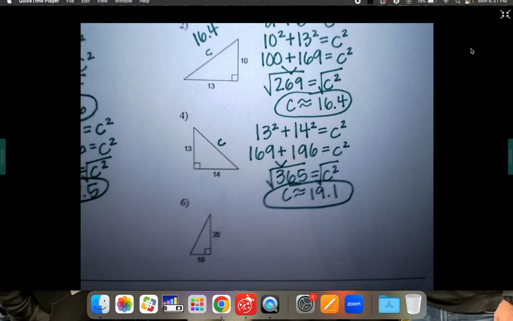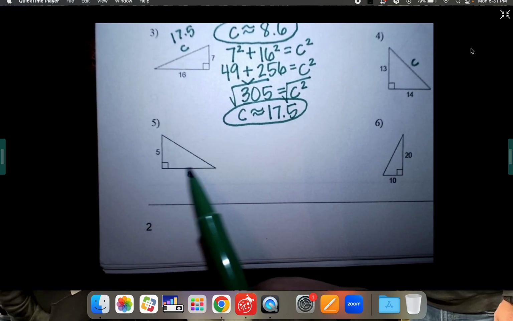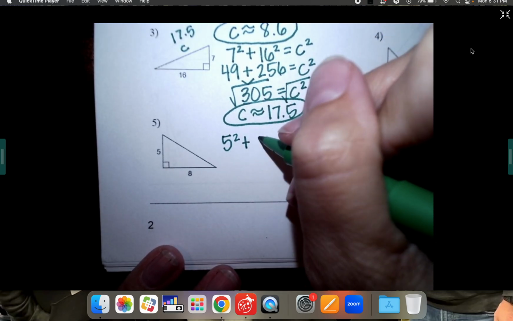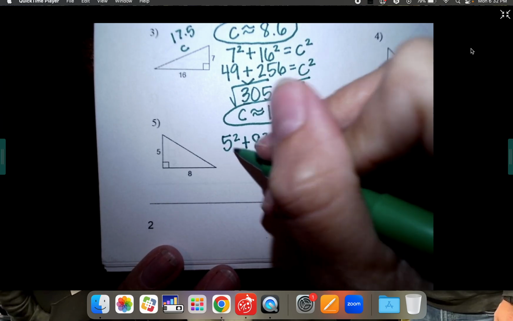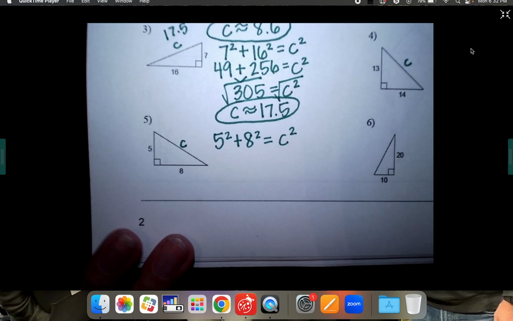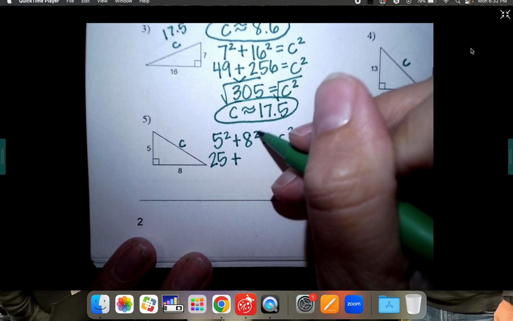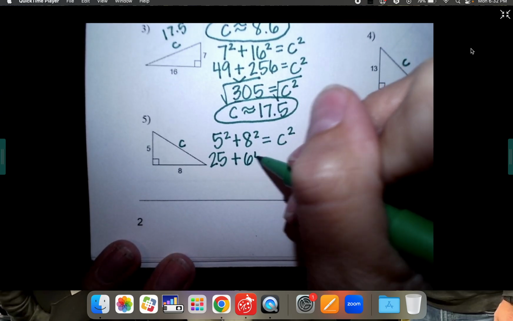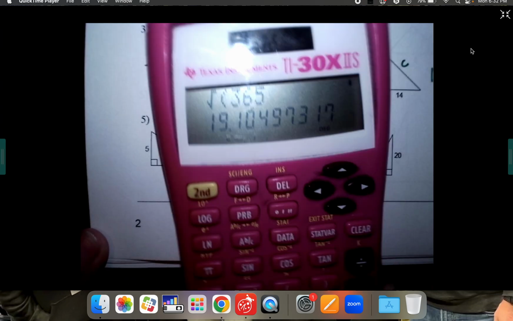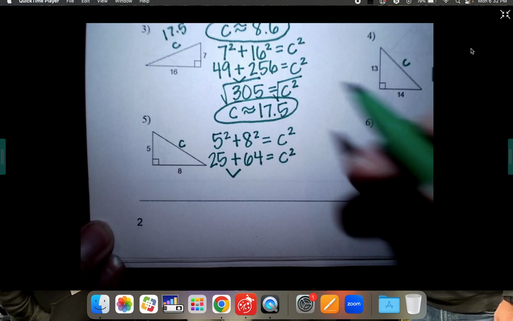All right, a couple more of these. I think you're probably going to have the hang of it. On 5, we have two legs that are 5 and 8. So I'm just going to make 5 my A and 8 my B. Again, it doesn't matter if you put 8 first and then 5, that's fine. We're trying to find the missing hypotenuse. 5 squared is 5 times 5, which is 25. 8 squared is 64, I believe. So then we're going to add those two together. 25 plus 64 is 89.